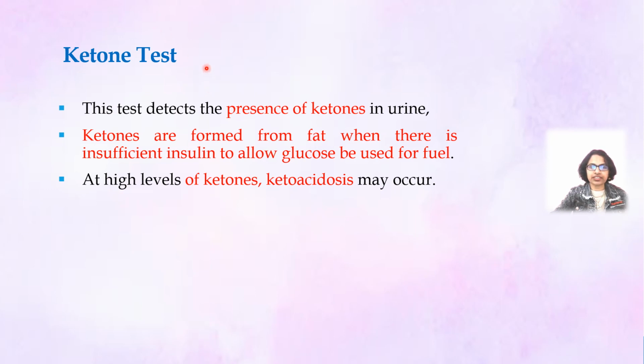Then another investigation under urinary estimation is ketone bodies. This test detects the presence of ketones in the urine. Ketones are formed from fat when there is insufficient insulin to allow glucose to be used for fuel. One concept we have to understand here: if there is no insulin in our body, glucose will not enter the tissues. In that condition, our body consumes excess fat as an energy source, and ketoacidosis increases. That condition is known as DKA, diabetic ketoacidosis. At high levels of ketones, ketoacidosis may occur.